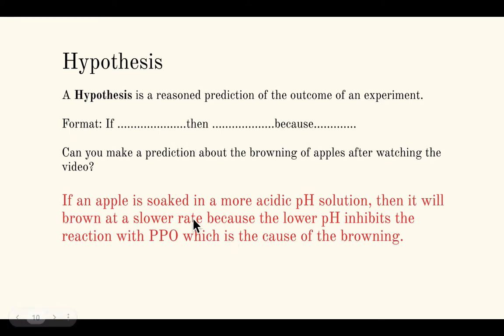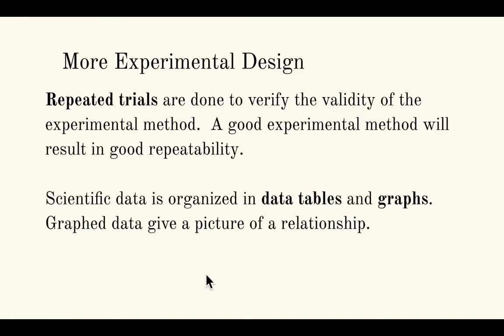So if an apple is soaked in more acidic pH solution, that's our independent variable, then it will brown at a slower rate, and that's our dependent variable, because the lower pH inhibits the reaction with PPO, which is the cause of browning. So you always have a because. So it's not just a guess.